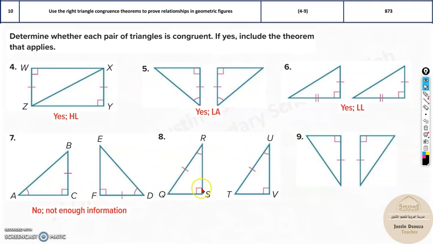Now let's look at this one. Over here we have a right angle, angle and hypotenuse. Angle and hypotenuse is HA. Yes, that is congruent. And the last one over here, we have 90 degrees. That is fine. We have been told this leg and this leg are equal. But is there anything else given? No angle, no leg. So no, not enough information again, because we just know a right angle and an angle. So this is how we can easily solve them. I hope this is clear. Please do try them by yourself, and then you can check.